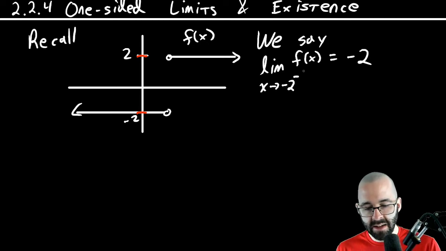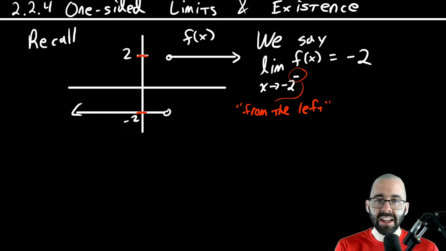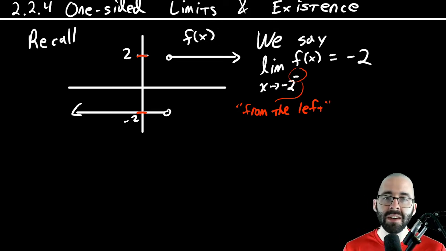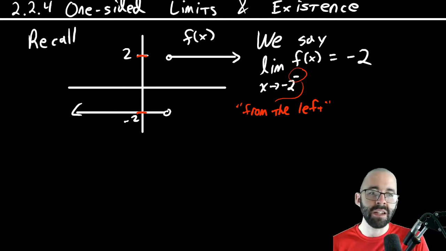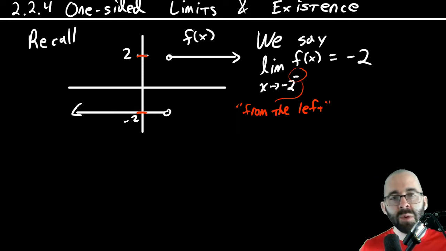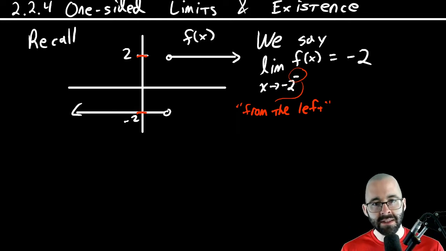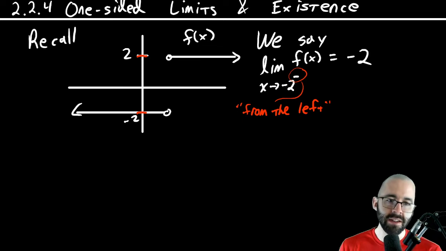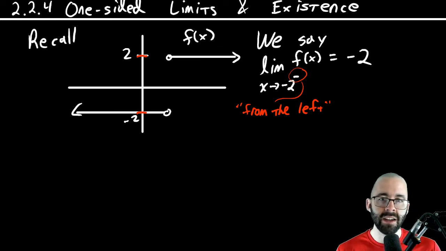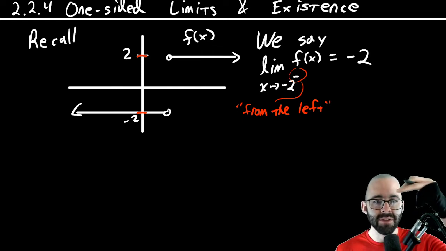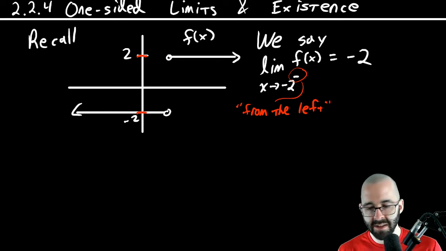As a side note, this right here means from the left. It looks like an exponent. It's a superscript negative, and it means from the left. Where that comes from is that if we're looking at 0, the negatives are to the left of 0. That's how you can kind of remember: negatives are on the left on the number line.